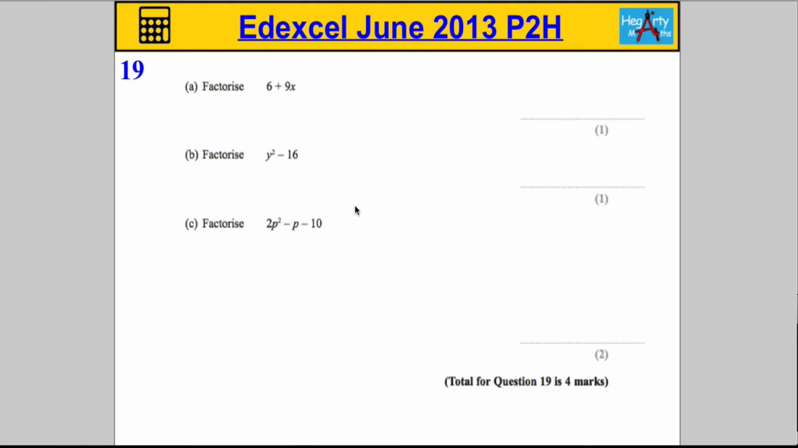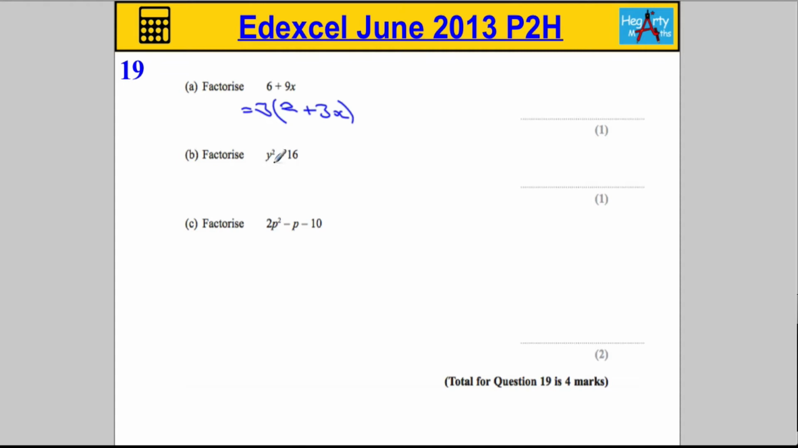Okay, question 19, part A, we're asked to factorize 6 plus 9x. I just said factorize, so that means we're going to have one factor. Let's take what is common to 6 and 9. It's 3, so we can put a 3 outside, and not a 3 there, let's put a 2 there. 3 times 2 is 6, and 3 times 3x is 9x. You can check that by expanding it out if you choose.